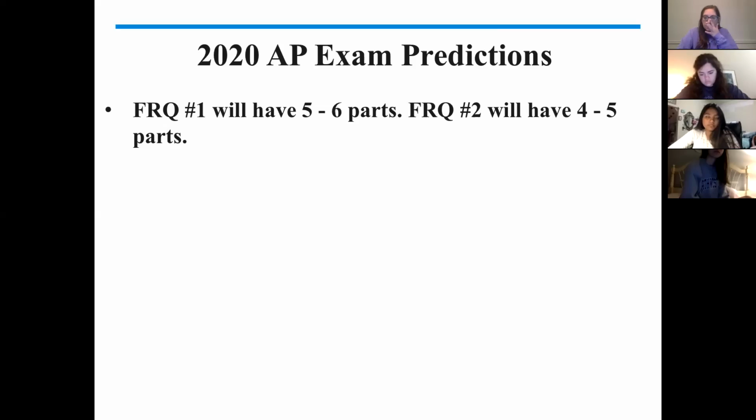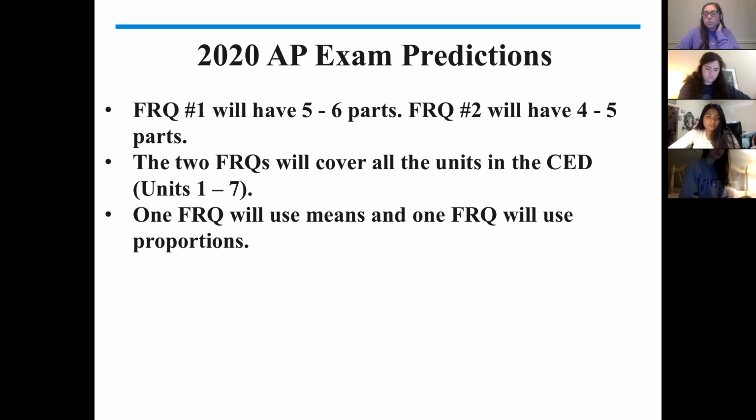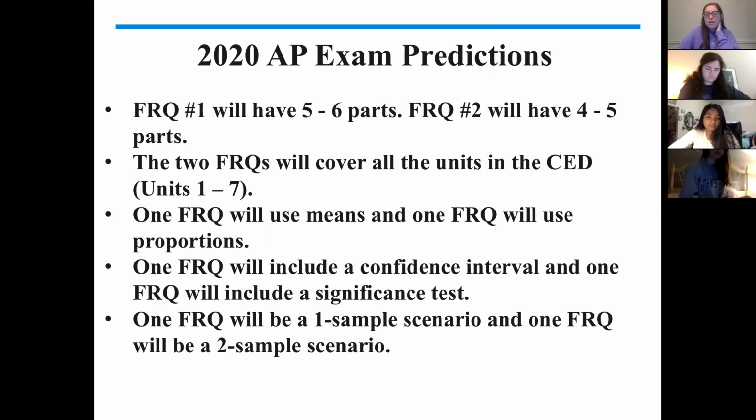This is what we have just kind of predicted, or what I've seen amongst the community. I think that free response question 1 will have 5 or 6 parts, but on the AP Calc test yesterday, the first question had 8 parts, so I don't know. And then the second question will have 4 or 5. They're only going to cover units 1 through 7. I think 1 question will be about means and 1 will be about proportions. And then 1 will have a confidence interval, 1 will be a test, and then 1 will be 1 sample, 1 will be 2. That just kind of covers everything that we've done up until this point.